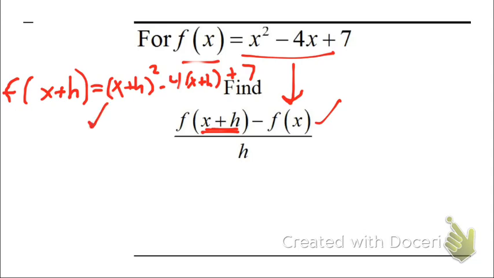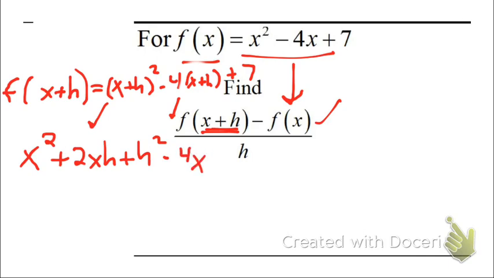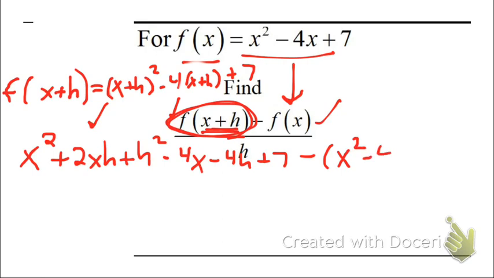So FOIL out x plus h squared, which is x plus h times x plus h, which would be x squared plus 2xh plus h squared. And then this part would be minus 4x minus 4h and then plus 7. So we got this whole part taken care of. And then minus f of x, so minus x squared minus 4x plus 7. Make sure we use parentheses so we subtract the whole thing.